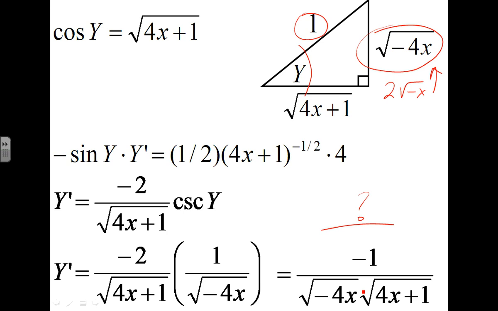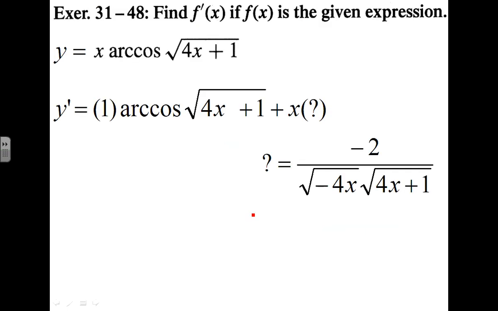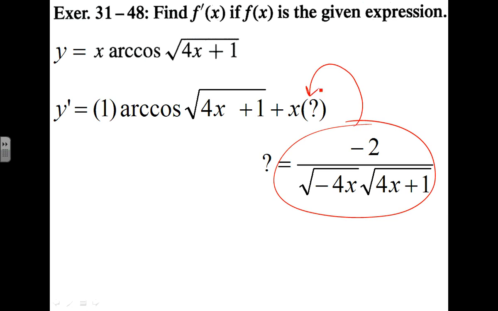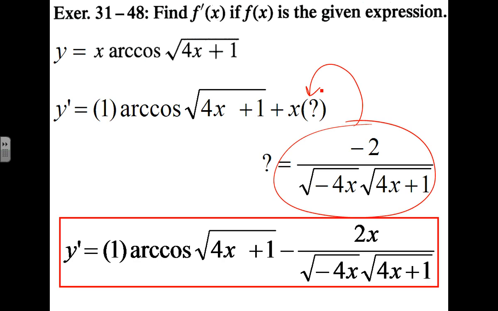All right? So the cosecant of y is just the hypotenuse over the opposite side. And, oh, I think I put that back in there to match the back of the book. I think that's why I did that. Okay. So the question mark equaled that. All I have to do is put that in right here, and then that would be my final answer. This is going to be a big dog answer. Oh, look at that thing. That's fun. All right.